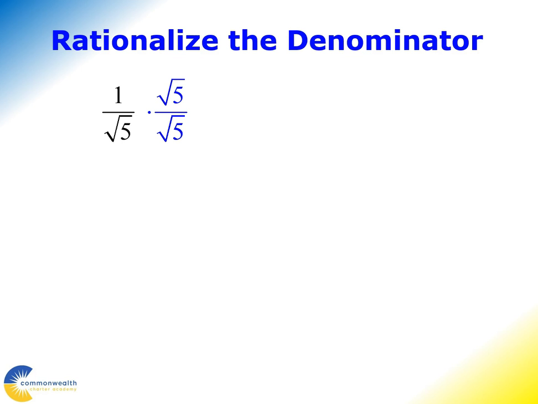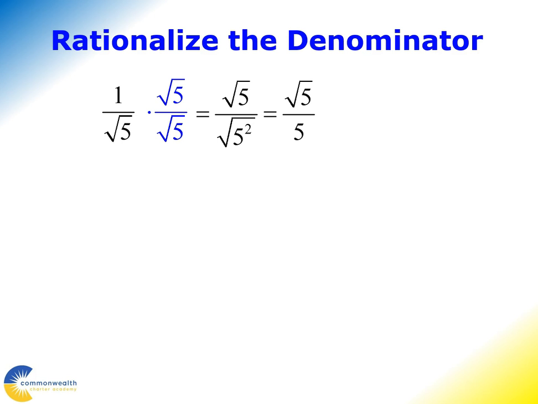So when I do it for this here, I get the square root of 5 on top, because 1 times the square root of 5 is square root of 5. On the bottom, I'm going to have the square root of 5 times the square root of 5, which is the square root of 5 squared. And of course, that's going to give me 5. So I end up with square root of 5 over 5.